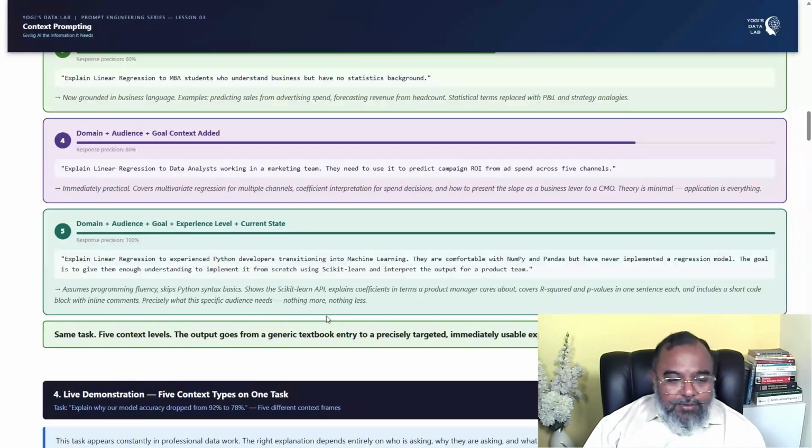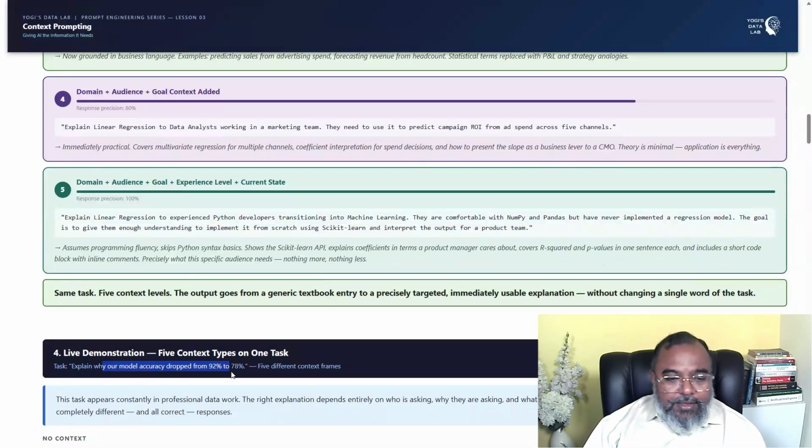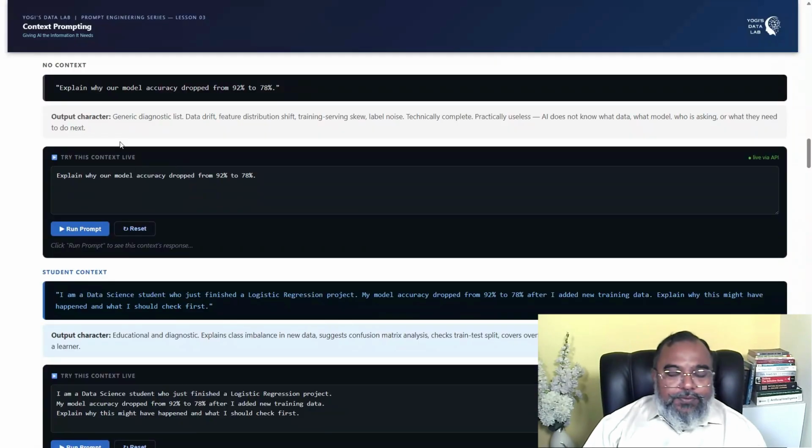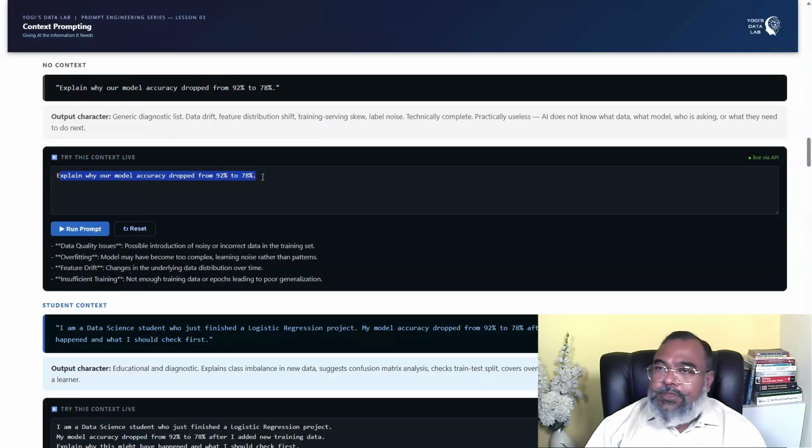Let us try to explain why our model accuracy dropped from 92% to 78% with 5 different contexts. The first one that you see does not have any context, and I'm trying to run explain why your model accuracy dropped from 92% to 78%. So it tells me that these are the data quality issues, possible introduction of noisy or incorrect data in the training set. Then it is overfitting, which means the model may have become too complex, learning noise rather than patterns.